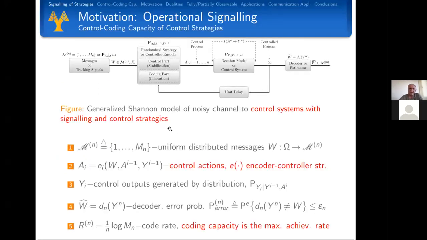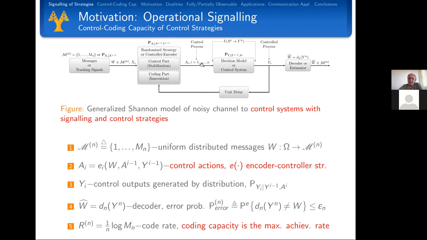So basically, Shannon's figure is based on a channel, which I call a decision model or a control system. Shannon's model of communication is to introduce an encoder, and then there is a decoder, and of course some messages that are randomly generated. And these messages are uniformly distributed. So depending on the information available to the encoder, you generate the coding strategies.